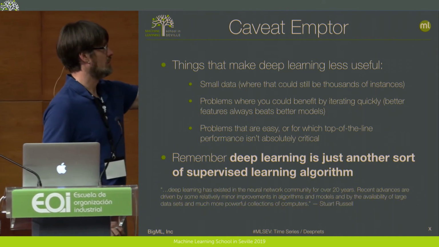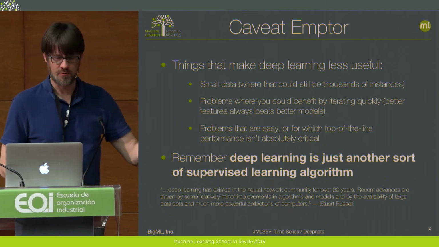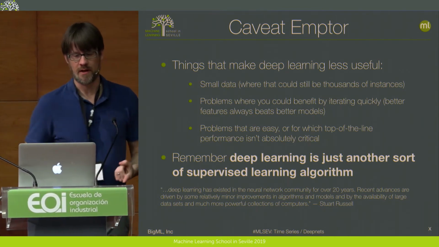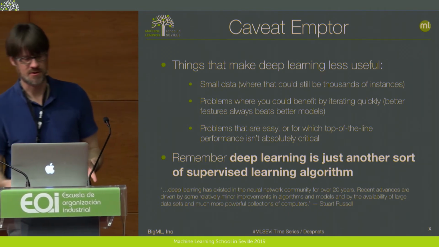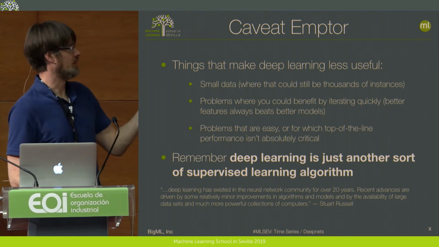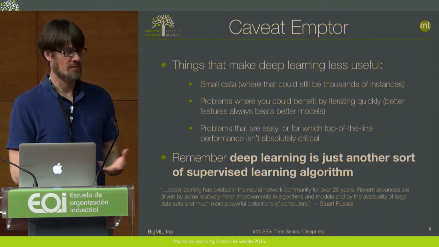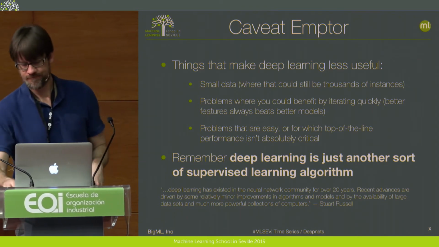And here's a little quote from Stuart Russell that puts deep learning into perspective. These are things that have been around for 20 years, and the recent advances are mainly engineering advances. So more data, better computers, and better programming languages for deep learning are what have driven the deep learning revolution, more so than actual academic progress.